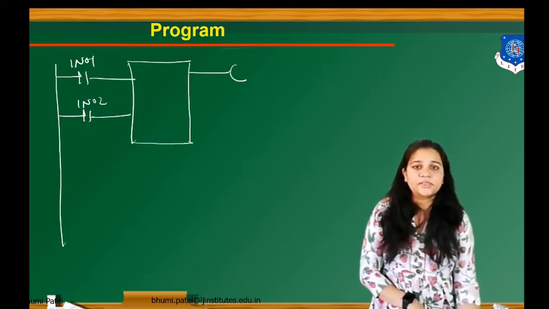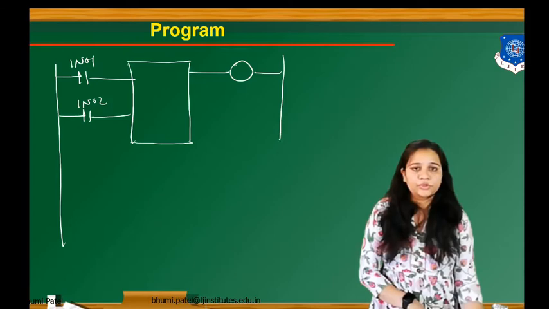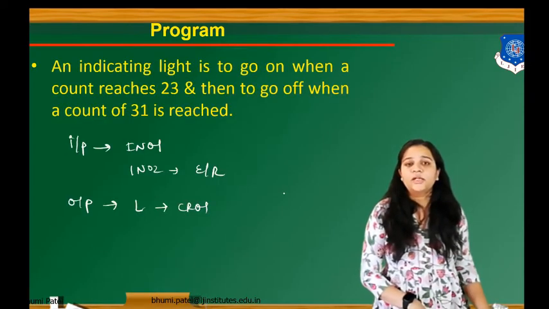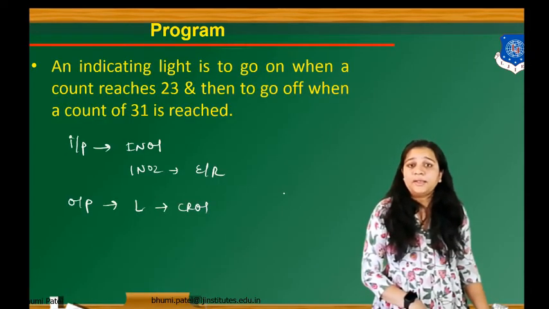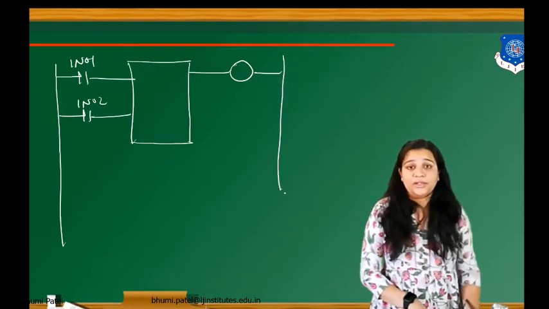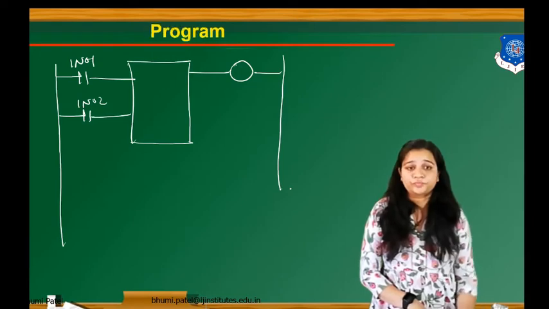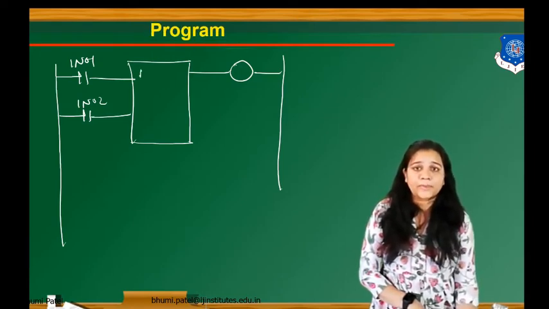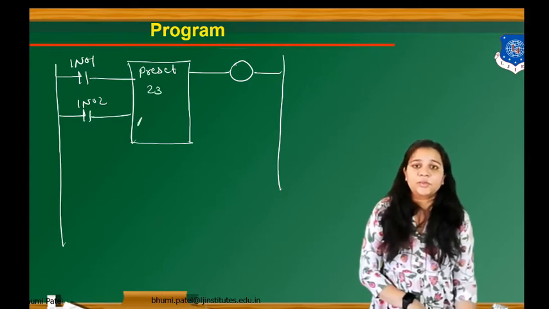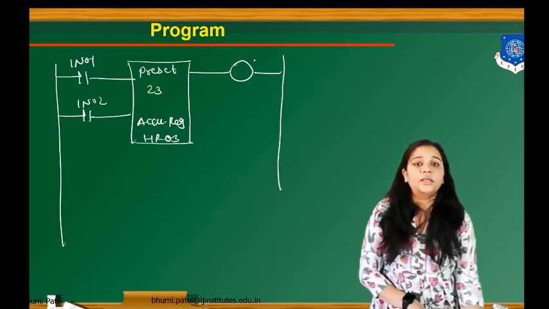Okay, and this is my output. So here, read the program. The indicating light is to go on when a count reaches 23. So we can write here preset value 23. Suppose we have to store this value or take this value in some accumulator register HR03, and the name of the output is CR02, and for that we have to use the up counter.